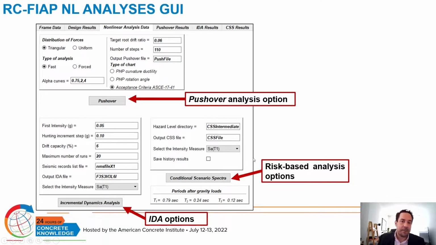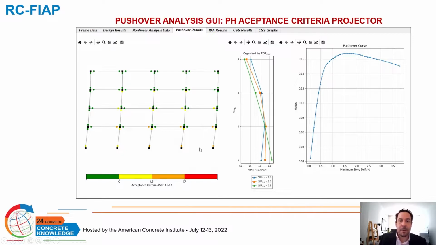Here I'm showing the nonlinear analysis GUI, where you can perform pushover analysis. And in the dynamic analysis tab, you can perform incremental dynamic analysis, or you can perform a conditional scenario spectra type of analysis, which is the type of analysis that we are interested in. These are called risk-based analyses because the ground motions, as I explained before, had some rate of occurrence assigned to them. So when you perform the pushover, this is what we call the plastic hinge projector.